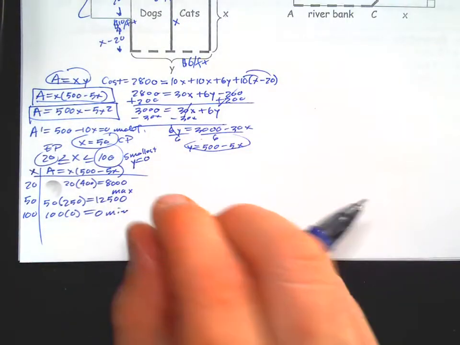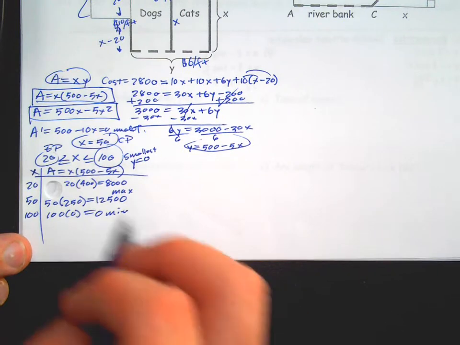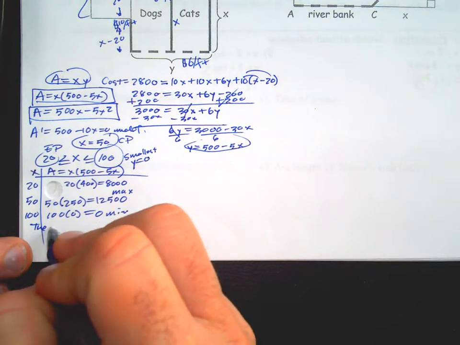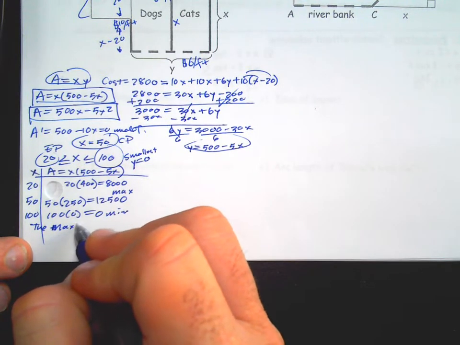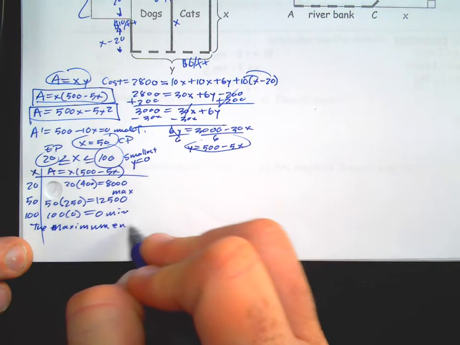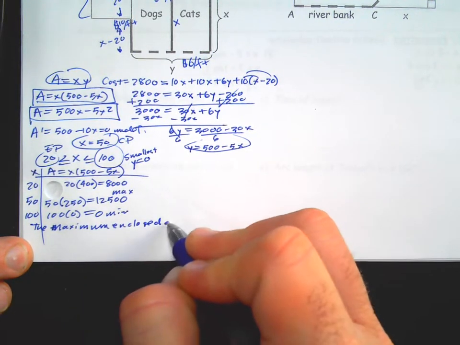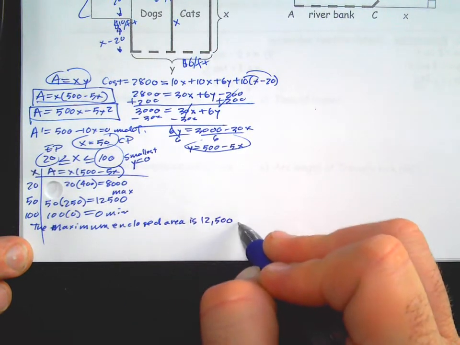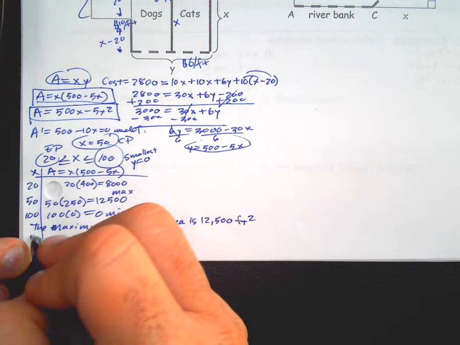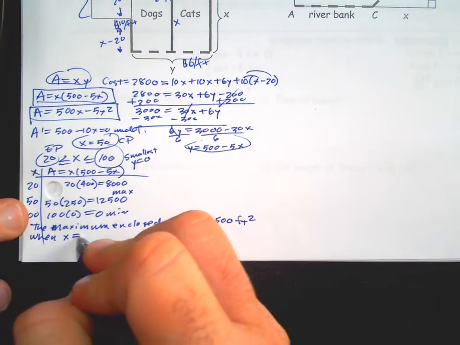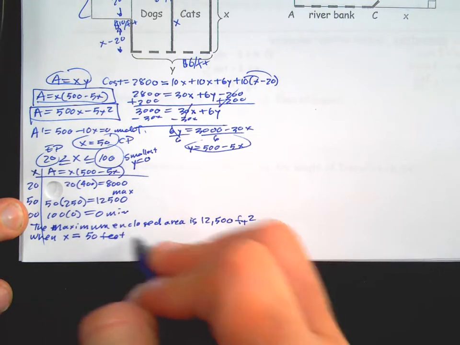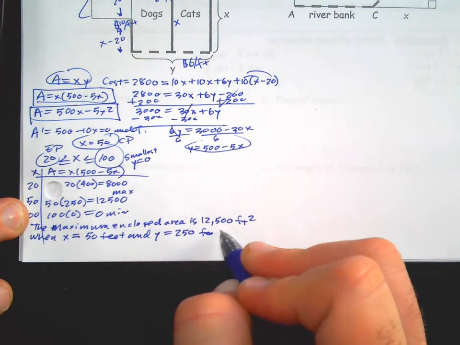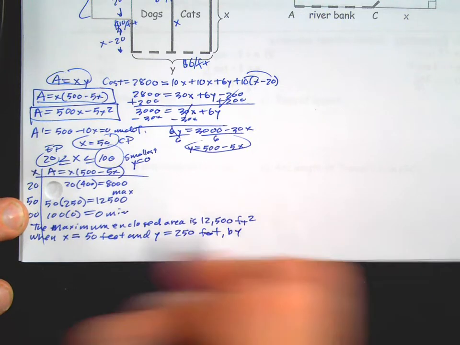So now I think we're ready to answer our question. So the maximum enclosed area is 12,500 square feet when x equals 50 feet and y equals 250 feet by extreme value theorem.